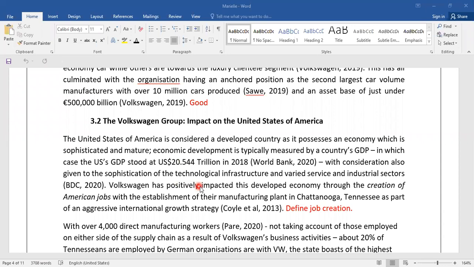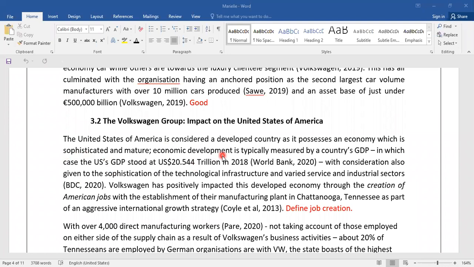Volkswagen has positively impacted this country. Also, Mariel, I'm just realizing you didn't define what a developed country is. I guess you imply it. You say the US is developed since it possesses... So this could stay because it's implied. Mariel, you are implying that a developed country is one which is mature, one which has a high GDP, and one which has a sophisticated technological base, varied with service and industrial sectors. So this could remain as a definition for a developed country.